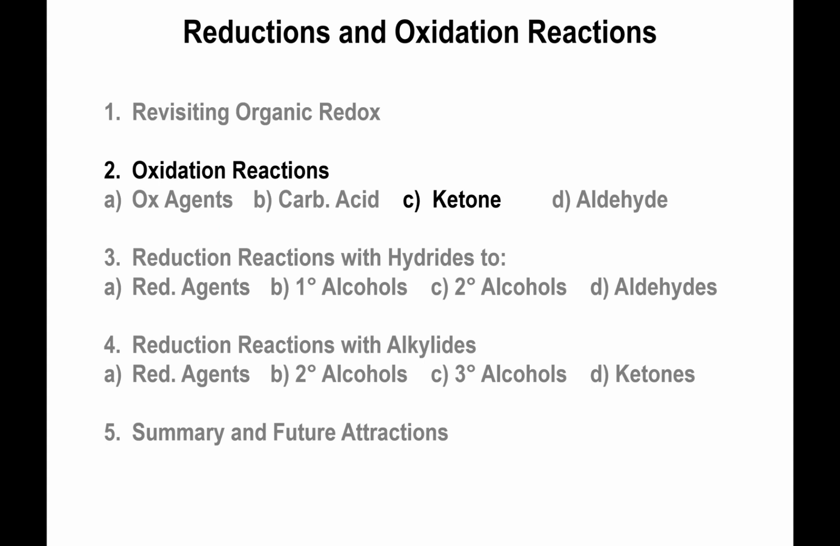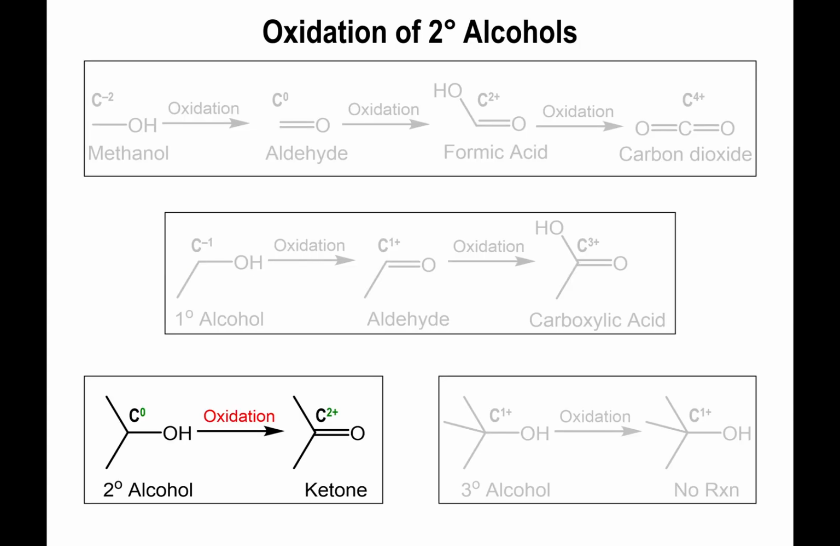Okay, let's take a look at the ketones. In order to make the ketones, we do have to start with a secondary alcohol. So these are the things you need to remember. Primary alcohol goes to carboxylic acid. Secondary alcohol goes to ketone. Methanol goes to CO2. Tertiary alcohols don't do anything.